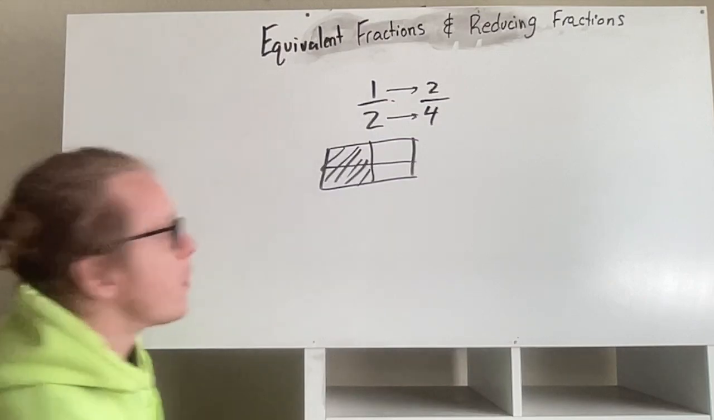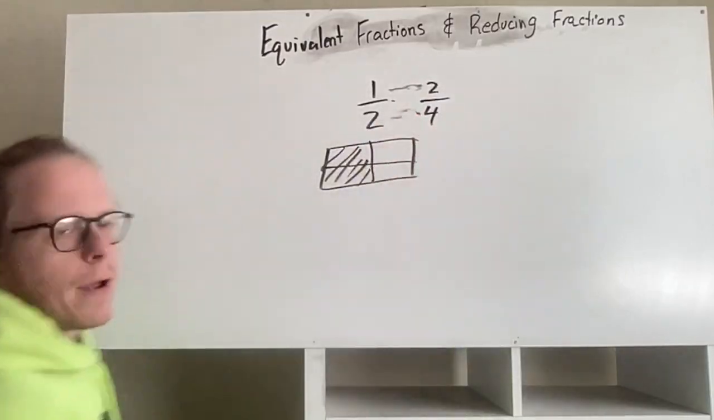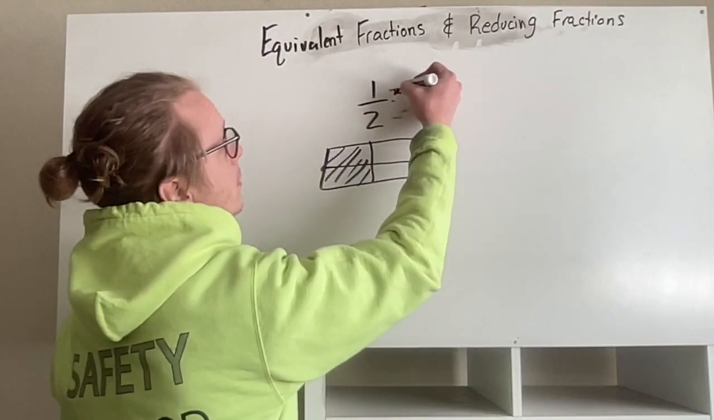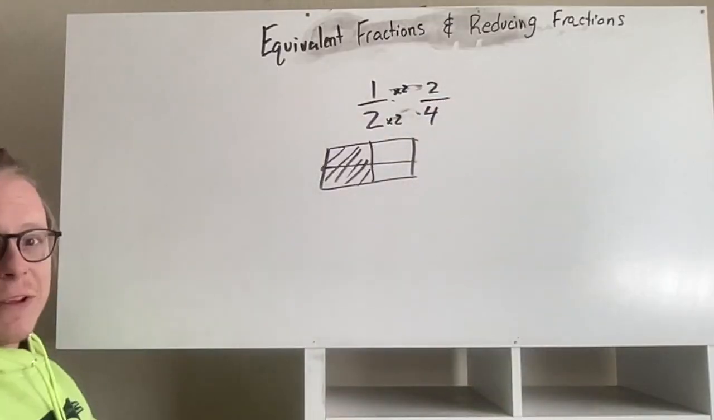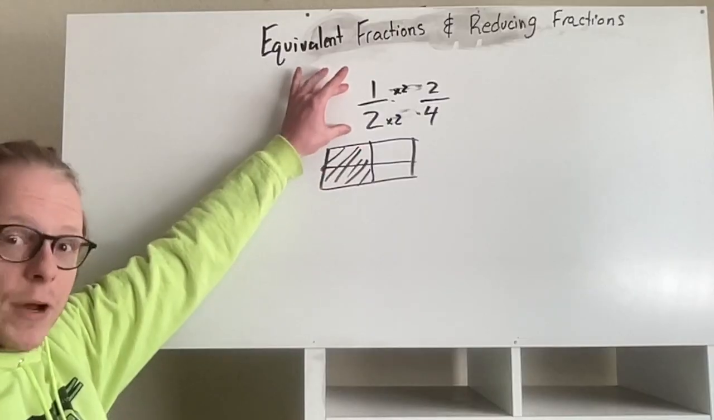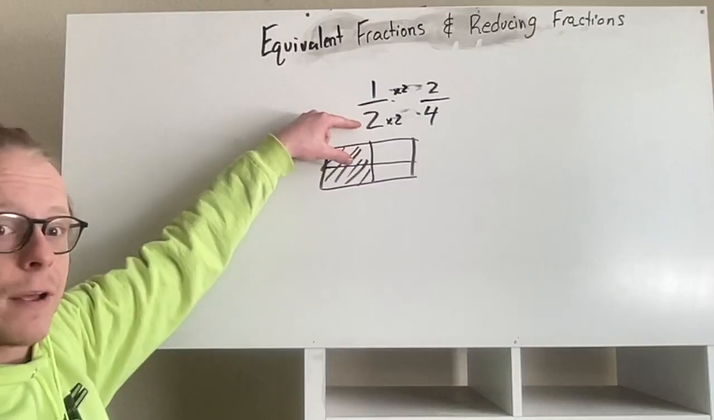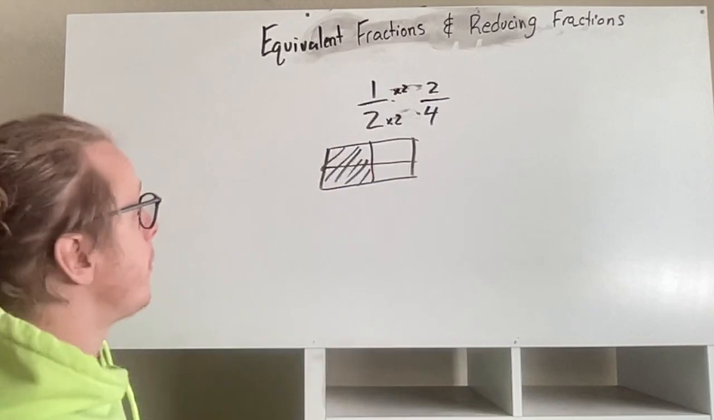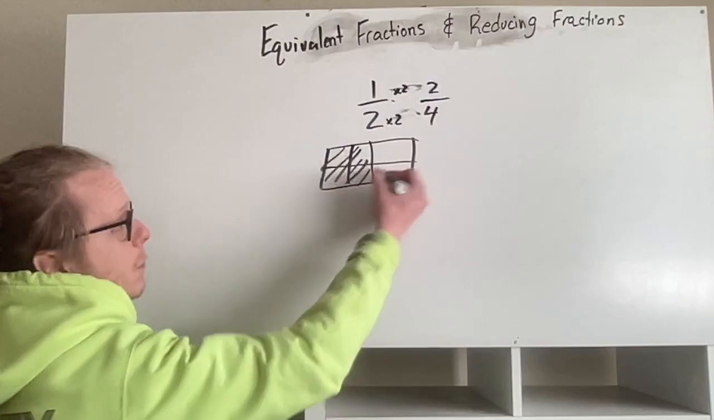Could it be addition? Well, 1 plus 1 is 2, but 2 plus 1 doesn't get me 4. What about multiplication? 1 times 2 gets me 2, and 2 times 2 gets me 4, right? So if I need to find equivalent fractions of 1/2, what do I actually do? Well, I can multiply the numerator and the denominator by the same thing. In this case, we multiplied by 2. But we don't have to multiply by 2, right?